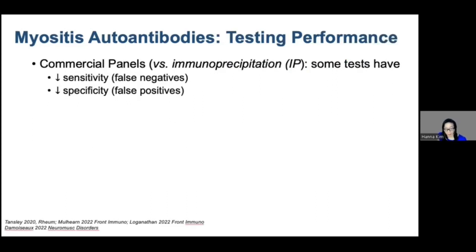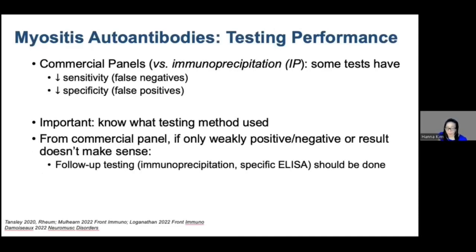Typically, people begin with commercial panels, which allow testing for multiple myositis autoantibodies at once. But when compared with immunoprecipitation, that gold standard or reference standard testing, some tests have less sensitivity, resulting in false negatives, or less specificity, resulting in false positives. So it's important to know what testing method is used when you order this testing locally. And if a commercial panel is done and there's only a weakly positive result, or the results are negative, or if you feel like that result doesn't match up with the patient that you see, follow-up testing may be indicated and should be considered with immunoprecipitation or an alternative method to get more accurate results.